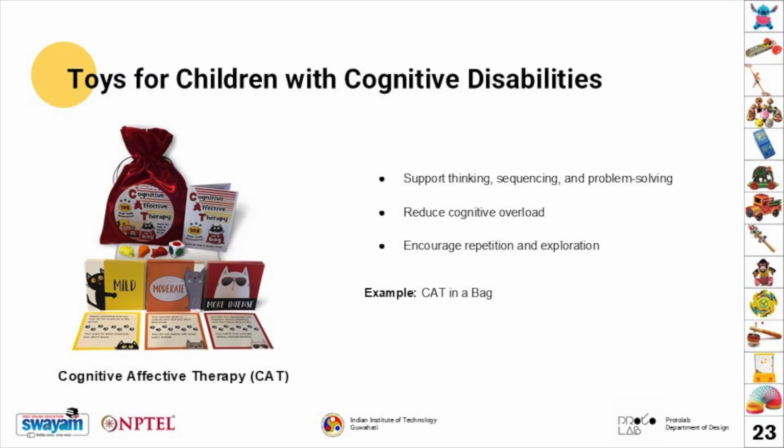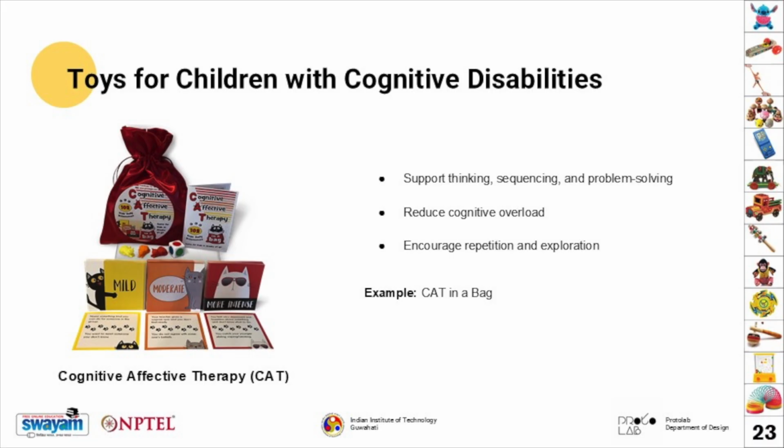The cognitive affective therapy in a bag is a strong example. This toy uses a soft bag with tactile and visual elements hidden inside. Children explore the contents by touch, guessing, and discovering what is inside. The play does not demand a correct answer. Instead, it encourages curiosity, memory, and association.